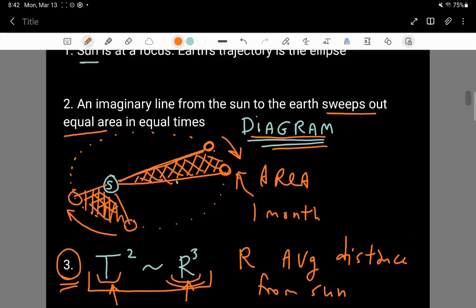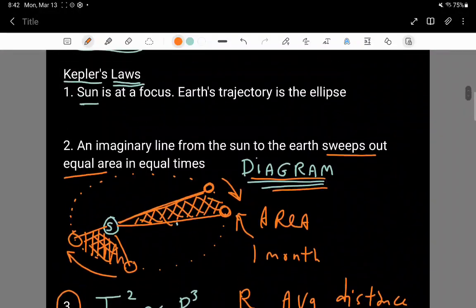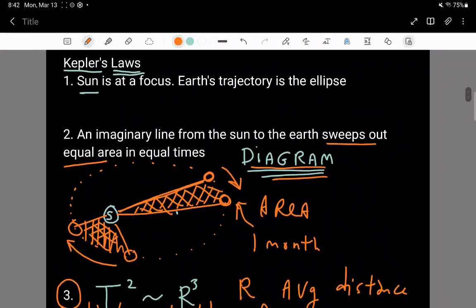Okay, so these are very interesting laws, Kepler's 3 laws, and they're laws about orbits.